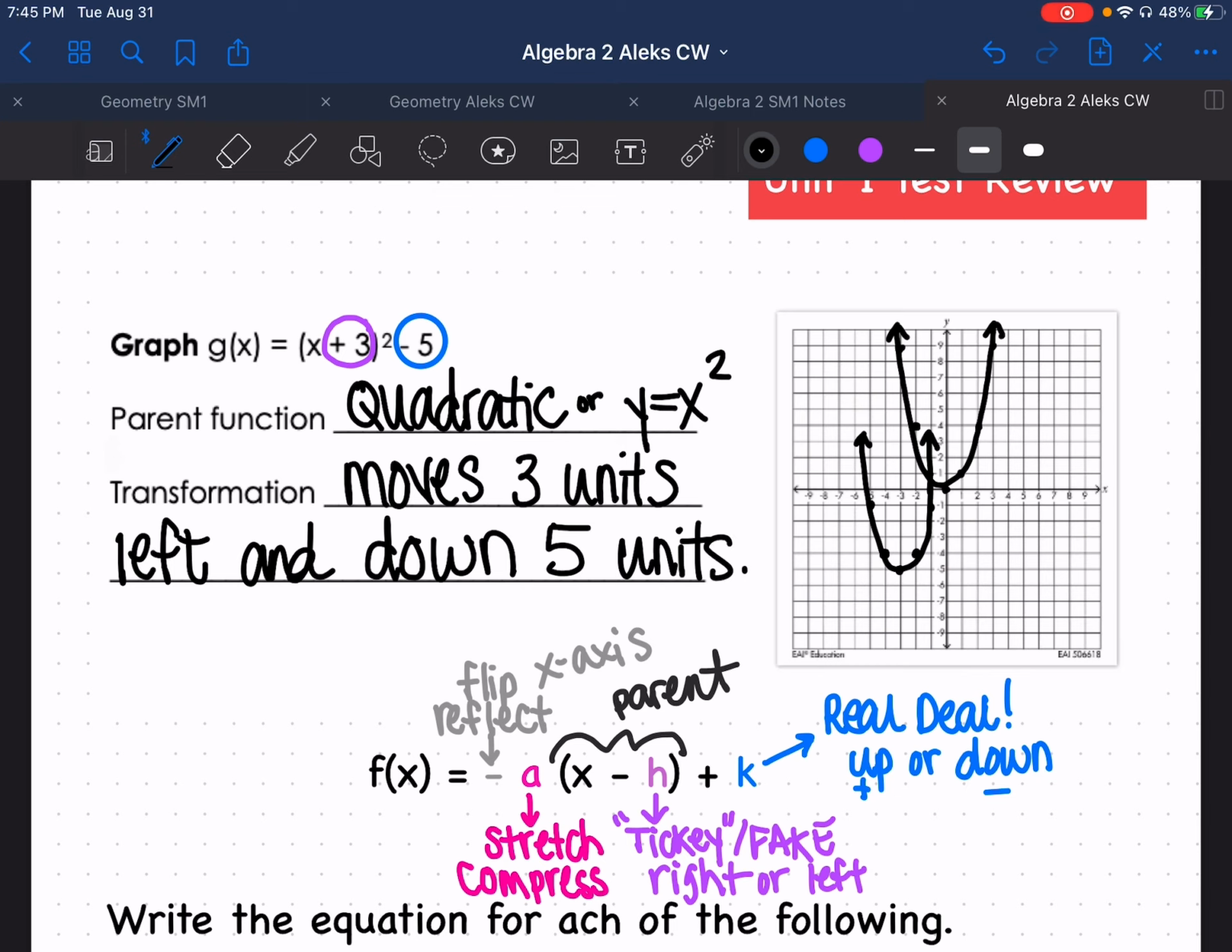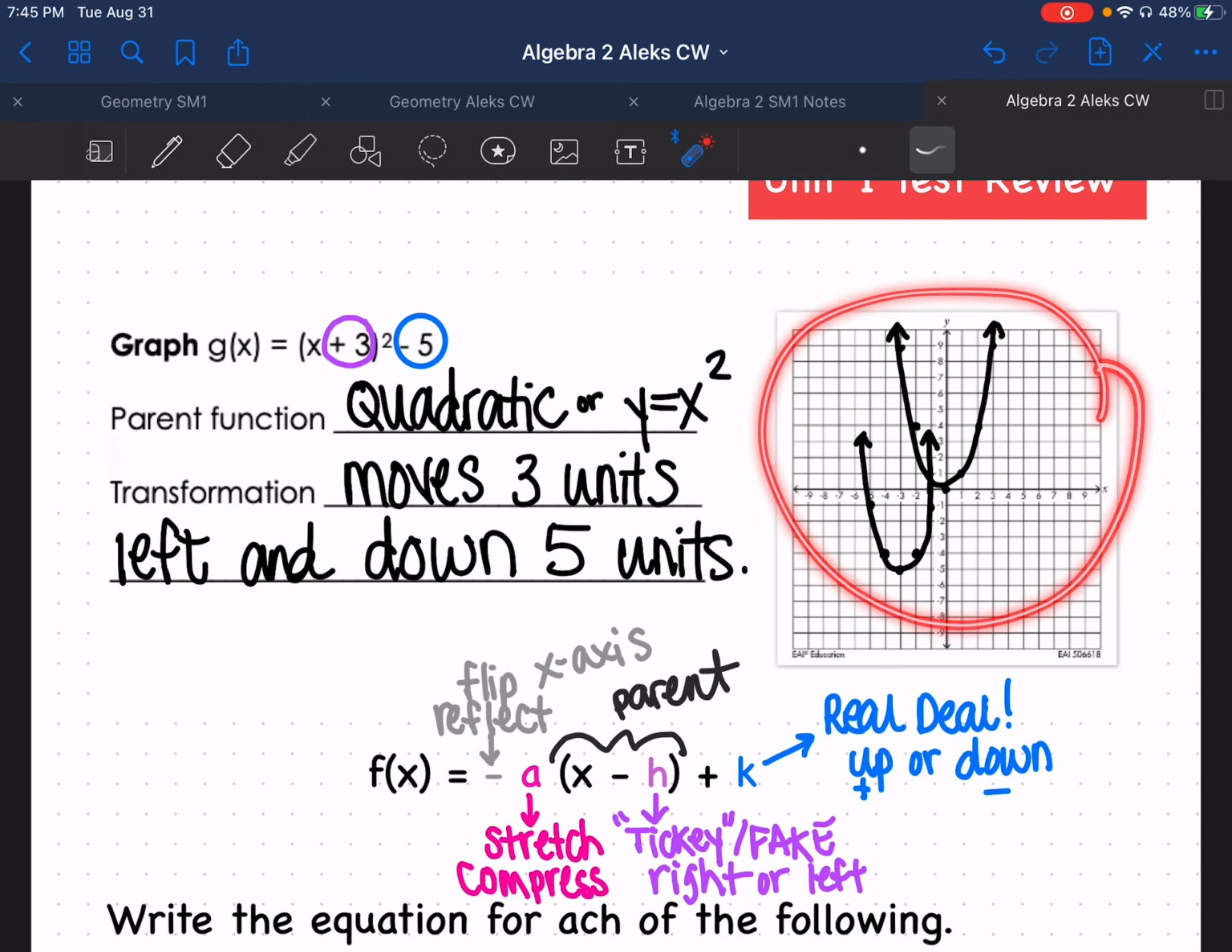Perfect. It doesn't have to be a complete sentence. I need to see 3 left, 5 down. There's no flip, there's no stretch, there's no reflection. All right, so that's the first couple. Please do not forget that you do need to graph both the parent and the transformation. You need to graph both of these.